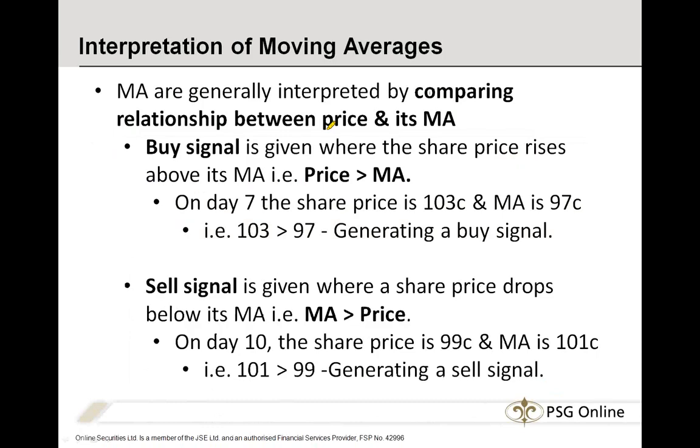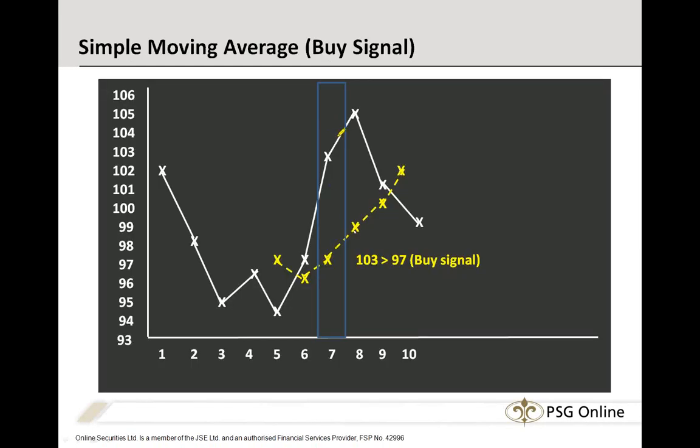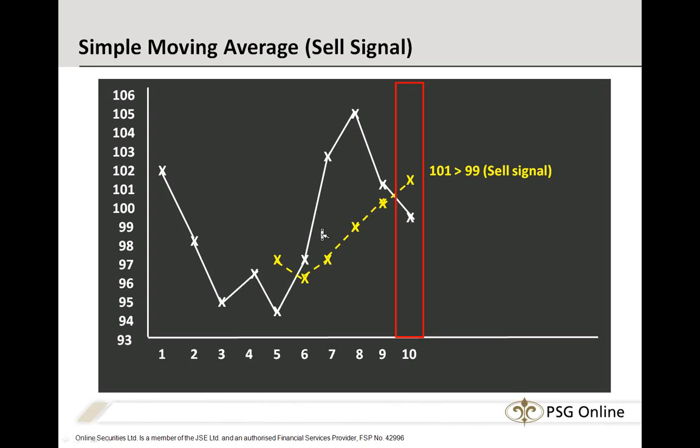So in this situation, a buy signal is given when the price is higher than the moving average, and you'll see in the next screen where I'll talk about that. And a sell signal is the other way around, when the moving average is greater than the share price. So there we go. The share price on that day was 103, and the moving average on that day was 97. That was my buy signal. Okay, confirmation of a change in trend. We're going from a downtrend to an uptrend. Vice versa, we're going from an uptrend to a downtrend.